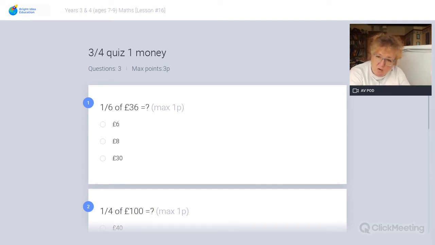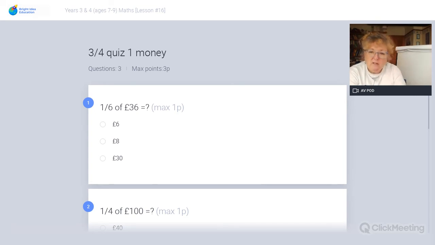1/4 of 100. Now we should know our half of 100 is 50. Half it again, and you will get 25. Okay, it's not 400. That is 4 times 100. We are dealing with fractions. So 1/4 of £100 is 25 because 4 25s make 100.